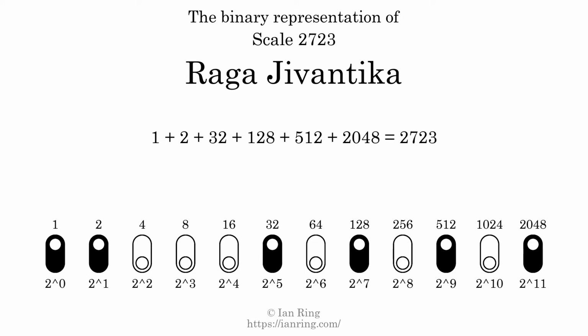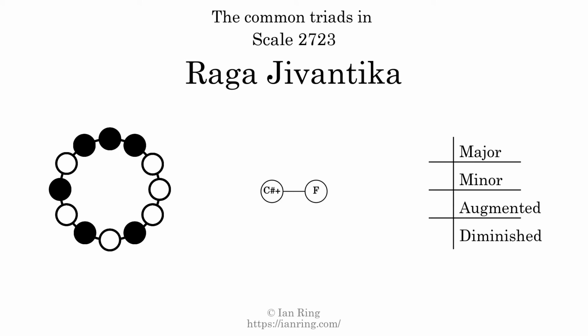2723. That is why the scale number, in decimal, is 2723. The scale number not only enumerates the scale with a unique index, but it also literally describes the tonal content of the scale. Represented as a binary number in base 2, the scale number is 101010100011. Here are the common triads present in this scale.